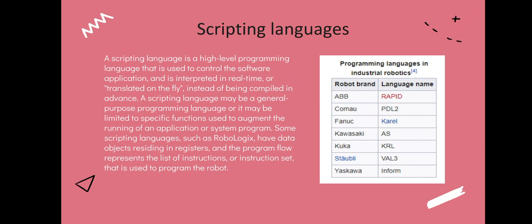Scripting languages. A scripting language is a high-level programming language that is used to control a software application and is interpreted in real time or translated on the fly. Instead of being compiled in advance, a scripting language may be a general purpose programming language, or it may be limited to specific functions used to augment the running of an application or system program. Some scripting languages, such as Robologix, have data objects residing in registers, and the program flow represents the list of instructions or instruction set that is used to program the robot.